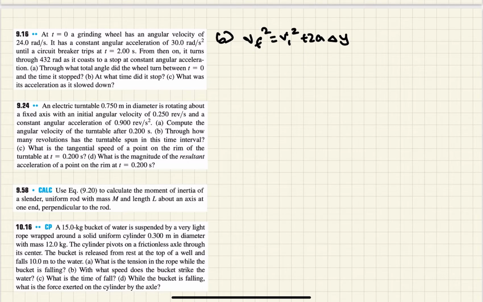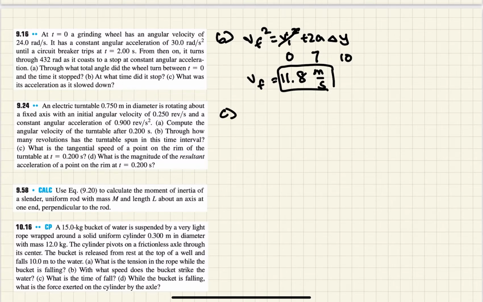We know V initial is 0 because it starts at rest. Acceleration is 7. We just calculated that. And this is 10. So 0 plus 2 times 7 times 10. 2 times 7 times 10 is 140. So the square root of 140 gives us a V final of 11.8 meters per second. All right, like I said, the next ones aren't bad at all.